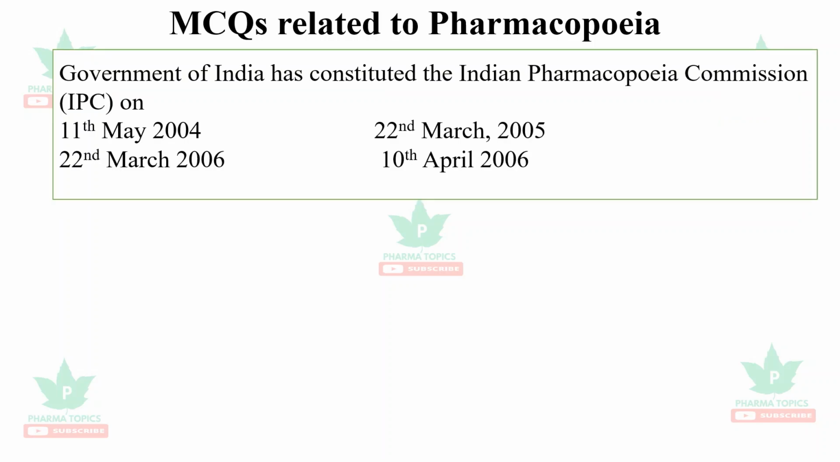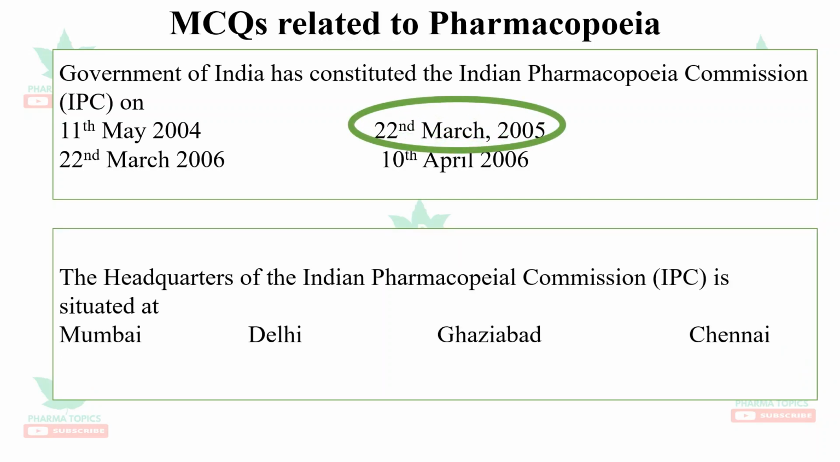The Government of India constituted the Indian Pharmacopoeia Commission (IPC) on 11th May 2004, 22nd March 2005, 22nd March 2006, or 10th April 2006? The answer is 22nd March 2005. The headquarters of the Indian Pharmacopoeia Commission is situated at Mumbai, Delhi, Ghaziabad, or Chennai? It is Ghaziabad, which is situated in Uttar Pradesh.